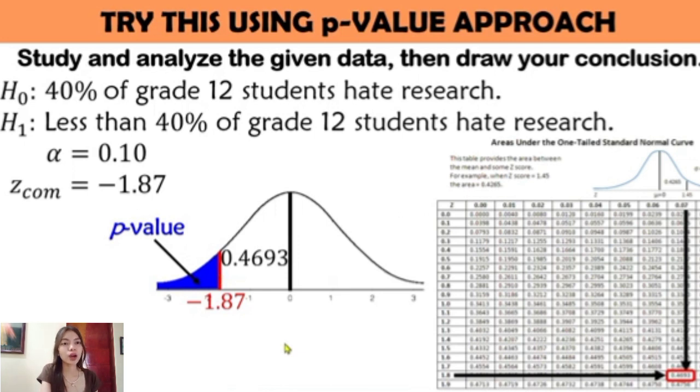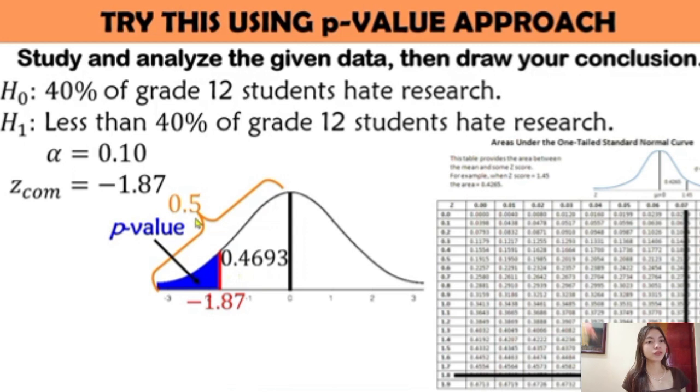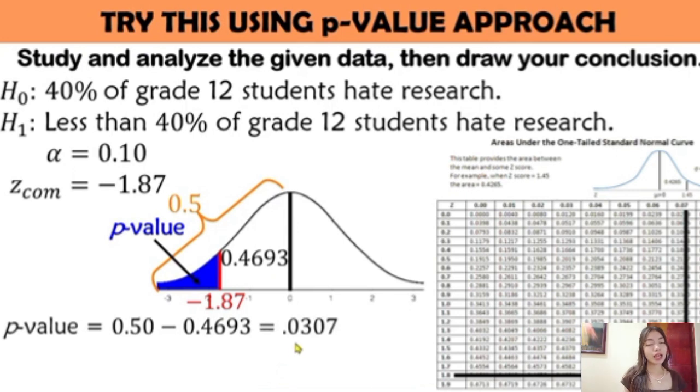So to do that, we know that the half of a normal curve is 0.5. Let us subtract 0.469 from 0.5, and this will give us 0.0307. This is the p-value that we are looking for.